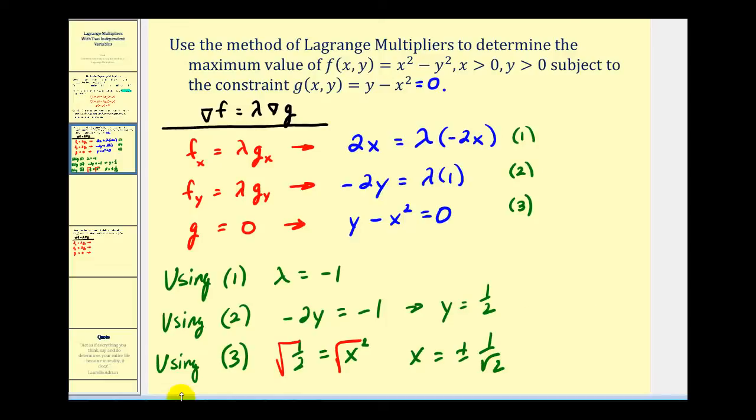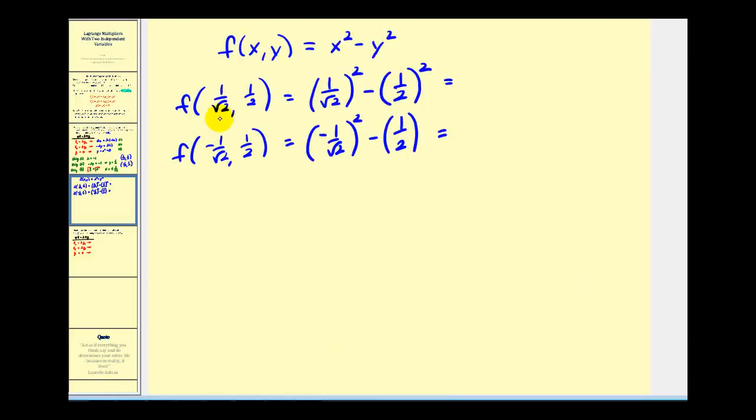So this tells us we have 2 points to consider to determine the maximum value of this function based upon this constraint. So one of the points would be positive 1 over square root 2 comma 1/2. And the second point to consider would be negative 1 over square root 2 comma 1/2. Let's go and determine these function values on the next slide. Okay, so for the first function value, this would be 1/2 minus 1/4. That's going to be 1/4. And for the second point, we're going to have the same function value. We're going to have 1/2 minus 1/4.